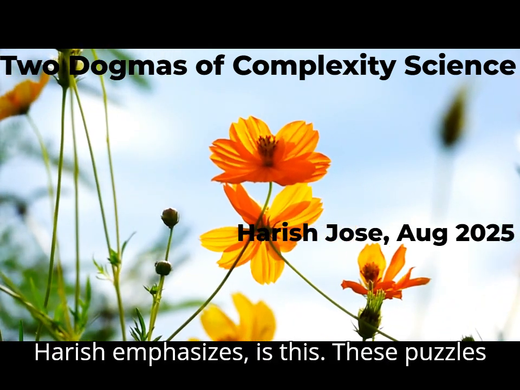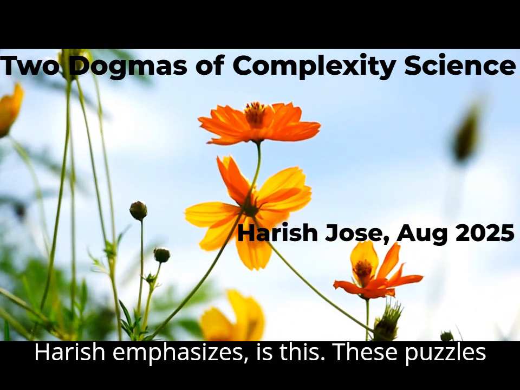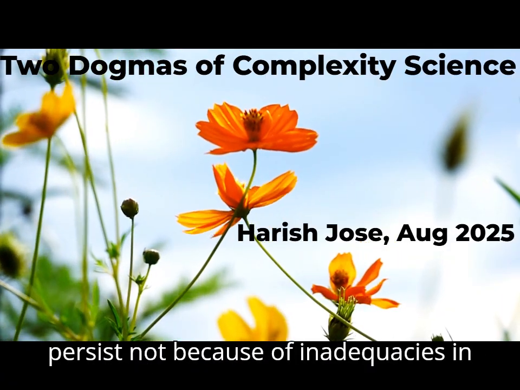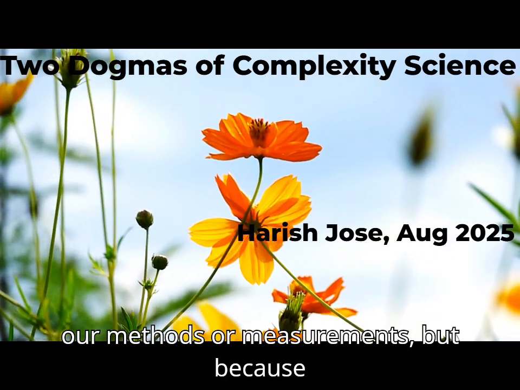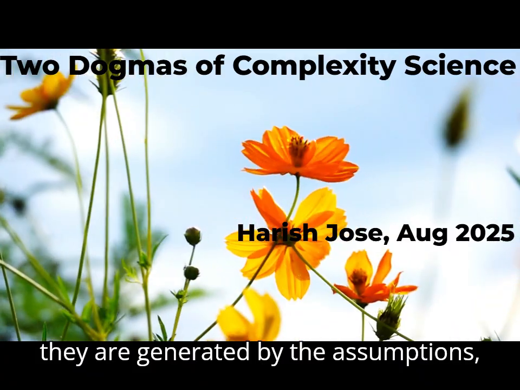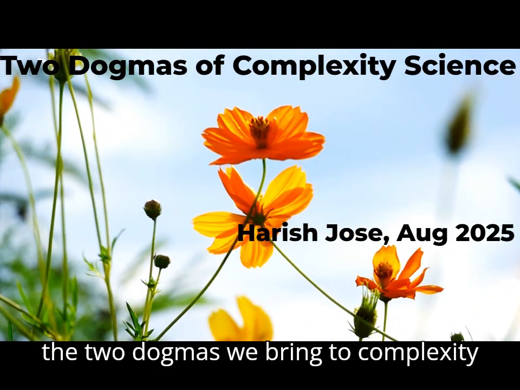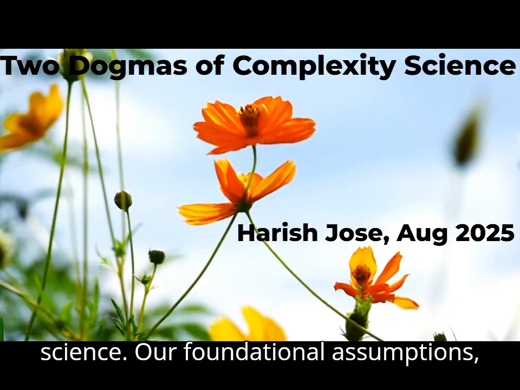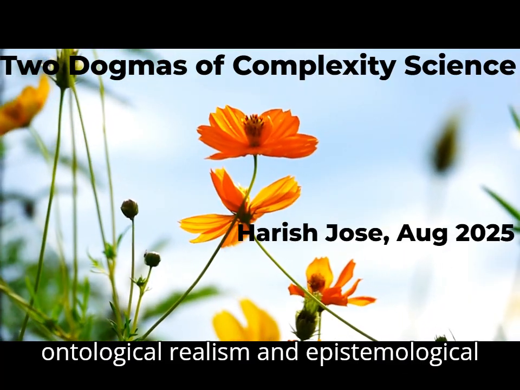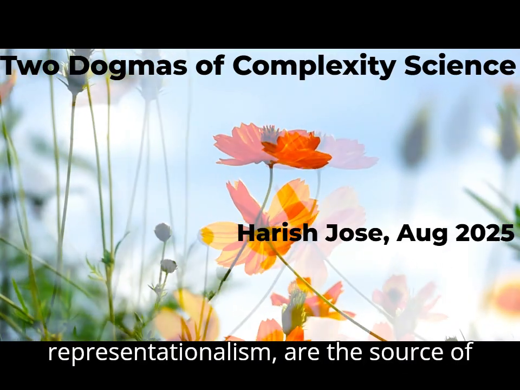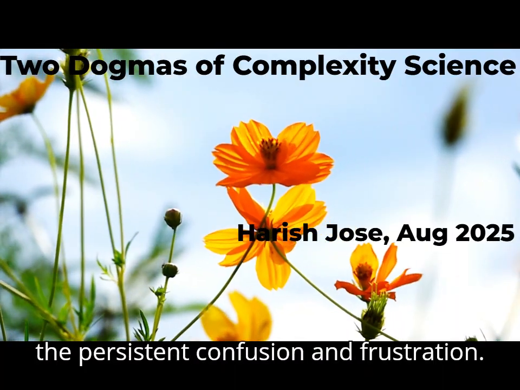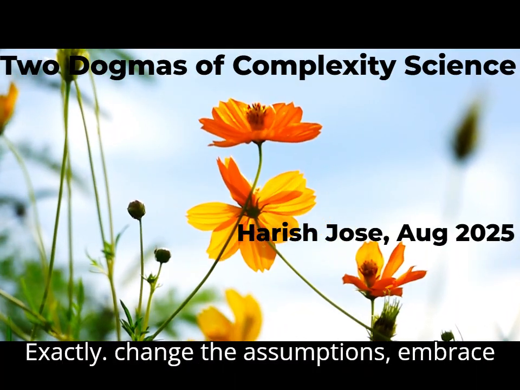The crucial takeaway Harish emphasizes is this. These puzzles persist not because of inadequacies in our methods or measurements, but because they are generated by the assumptions, the two dogmas we bring to complexity science. Our foundational assumptions, ontological realism and epistemological representationalism, are the source of the persistent confusion and frustration. Exactly.